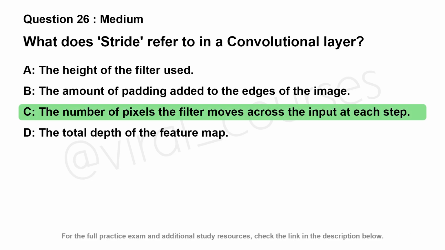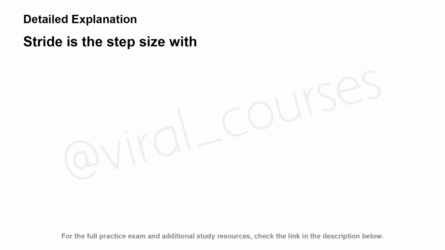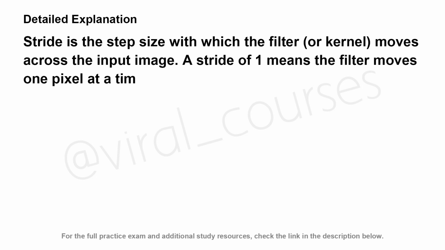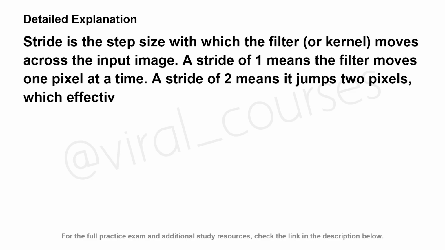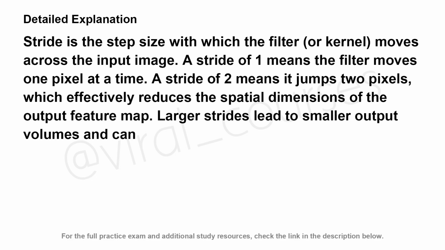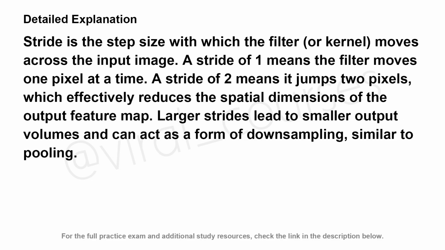The correct answer is C. Stride is the step size with which the filter, or kernel, moves across the input image. A stride of 1 means the filter moves 1 pixel at a time. A stride of 2 means it jumps 2 pixels, which effectively reduces the spatial dimensions of the output feature map. Larger strides lead to smaller output volumes and can act as a form of downsampling, similar to pooling.